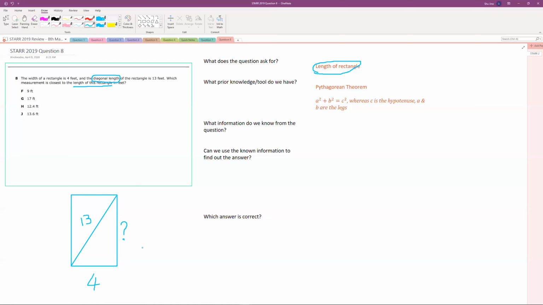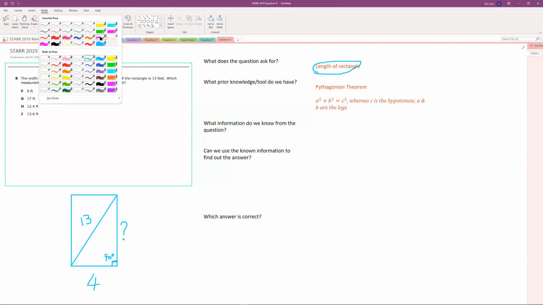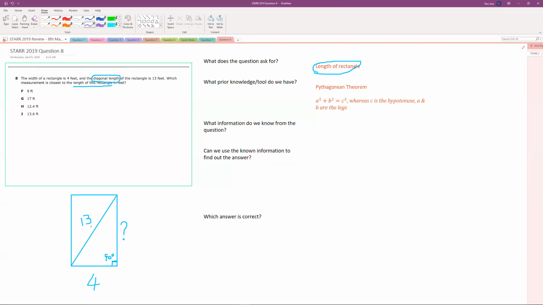Okay, now look at this question. What prior knowledge do we know about this? So this reminds us of the Pythagorean theorem. With the Pythagorean theorem, we deal with right triangles. Because this is a rectangle, this will be a right angle, a 90-degree angle. And this triangle here is a right triangle. So we can use the Pythagorean theorem with this.